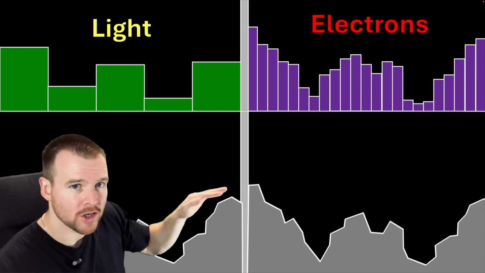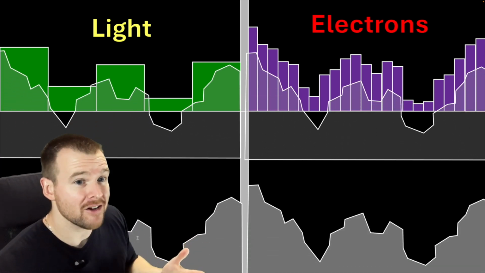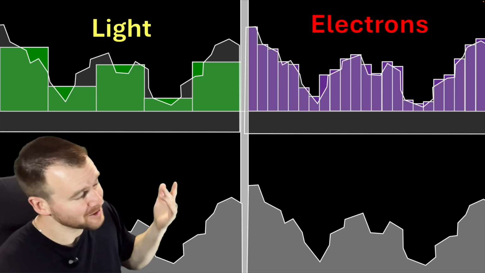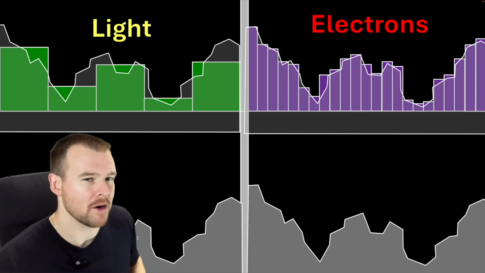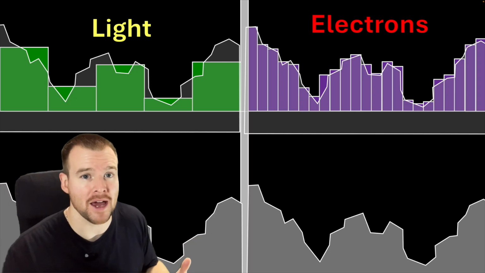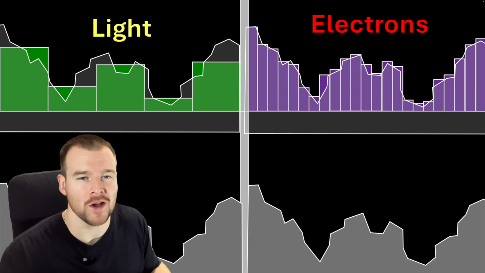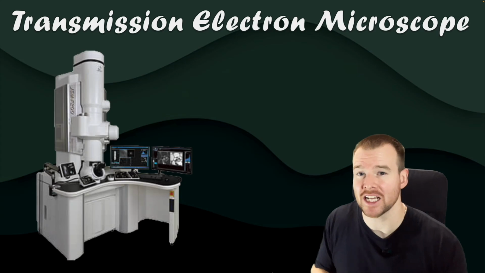We can see it follows the curves much better. So if we're to compare these two, the green one for the light here is good, but the electron one is much more detailed. So that's how we're going to get better magnification and resolution with electron microscopes. And the first one we're going to look at is a transmission electron microscope.